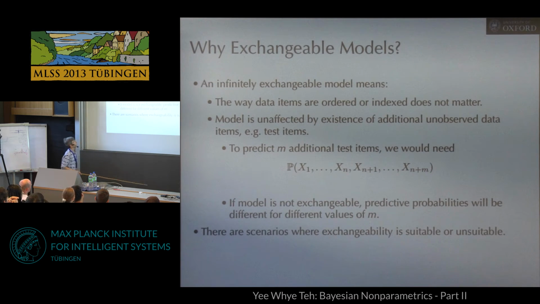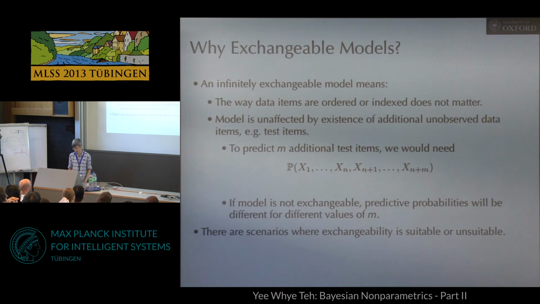If our model is not infinitely exchangeable, then this joint distribution would depend on m, which may or may not make sense. If your predictions depend on being told how many test data points you're asked to predict, that seems like a strange assumption to make. Of course, it's a modeling assumption, and there are scenarios in which it is suitable or not suitable.